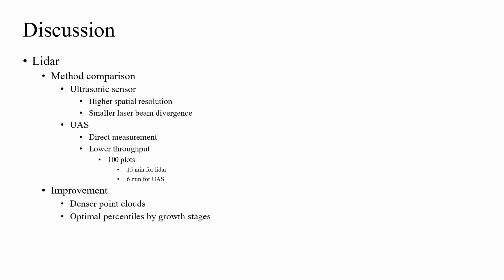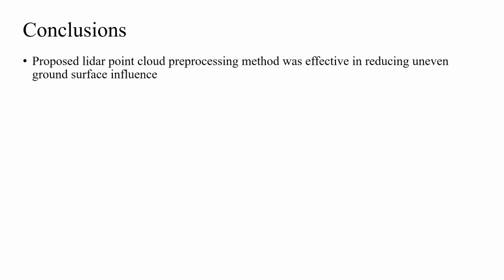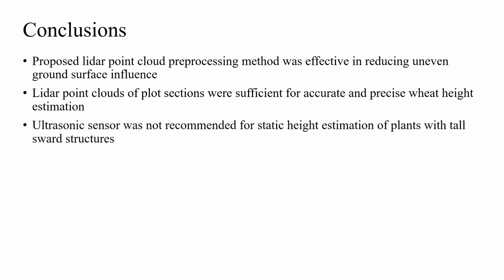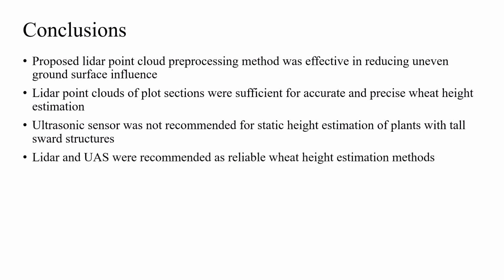Additionally, establishing optimal percentiles for every single weed growth stage could provide much more precise and accurate plant height estimations. In conclusion, our proposed LiDAR point cloud pre-processing method was demonstrated to be effective in reducing uneven ground surface influence. LiDAR point clouds of plot sections were proven to be sufficient for accurate and precise weed height estimation. Ultrasonic sensor was not recommended for height estimation of plants with tall sward structures using a static measurement style, and LiDAR and UAS were both recommended as reliable weed height estimation methods.